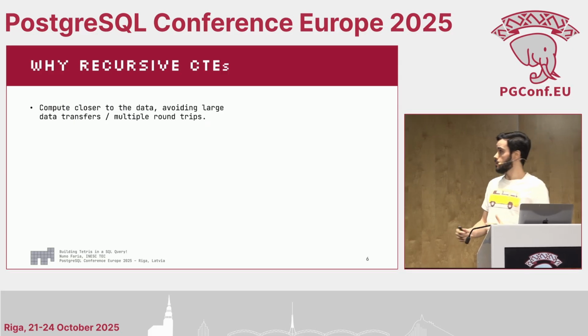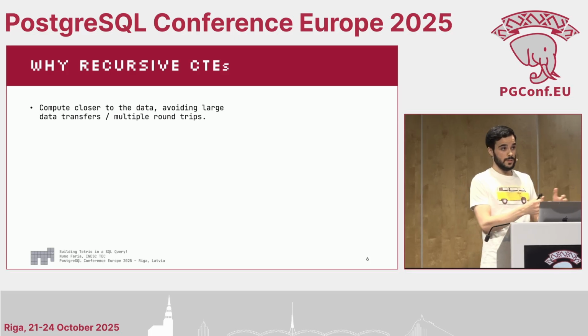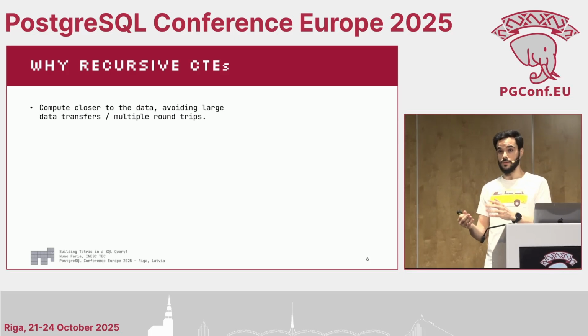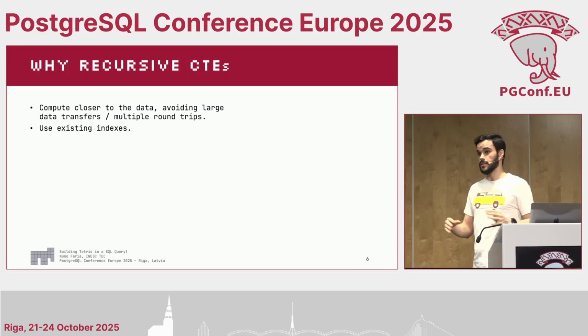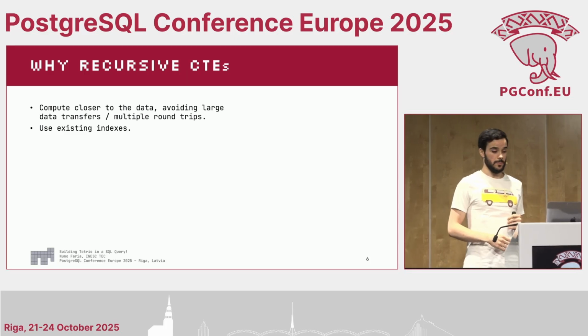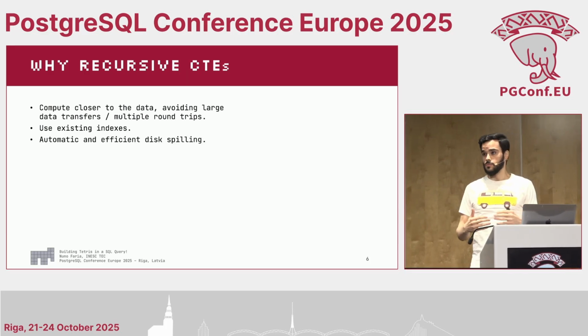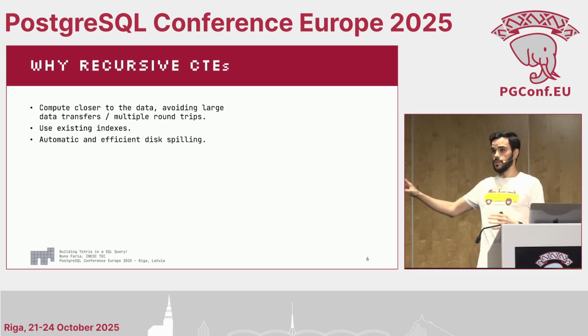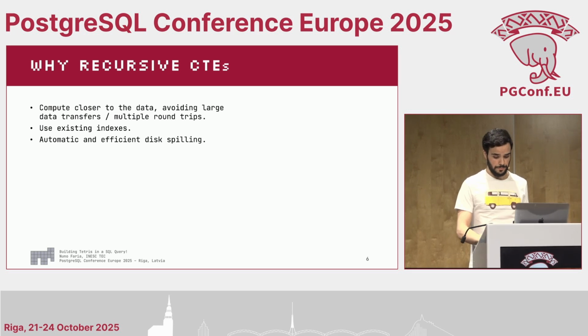So why should we use recursive CTEs? The first and main reason is that it brings our workload closer to the data. We can execute directly on the database without having to transfer large sets of data to an external application. We can use any existing indexes, so we don't need to create them from scratch. And if our workload requires processing large sets of data, we can use the database's own buffer manager and disk spilling, without having to worry about that.